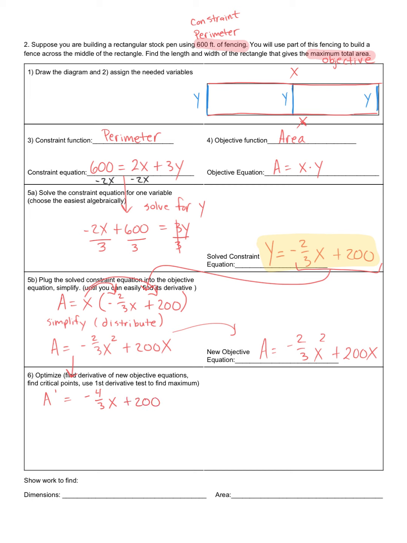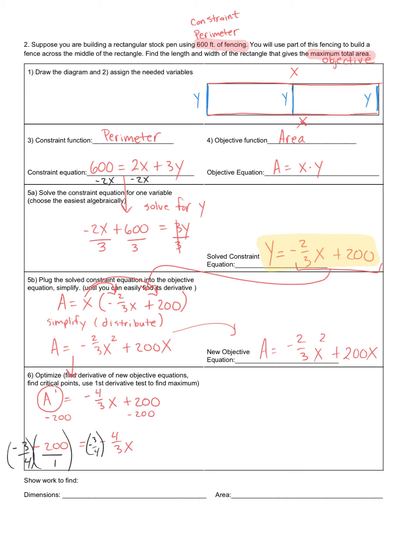So there's my derivative. Now I set my derivative equal to 0 and I solve for x. So the first thing I'm going to do is subtract off 200. So I have negative 200 is equal to negative 4/3 x. Now I need to get rid of this fraction. The easiest way to get rid of a fraction, of course, is to multiply by its reciprocal. So I'm going to sneak it in here, I'm going to multiply that by negative 3/4. And then I have to multiply over here by negative 3/4. All right, and I'm going to make 200 a fraction.